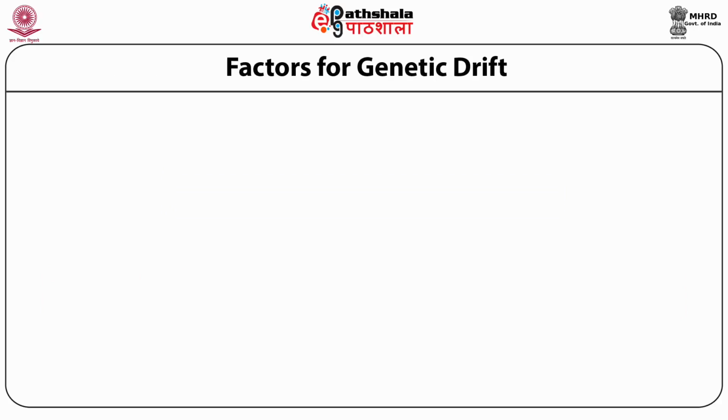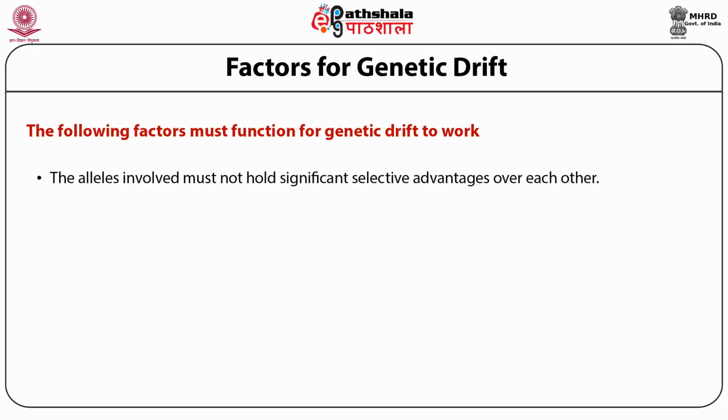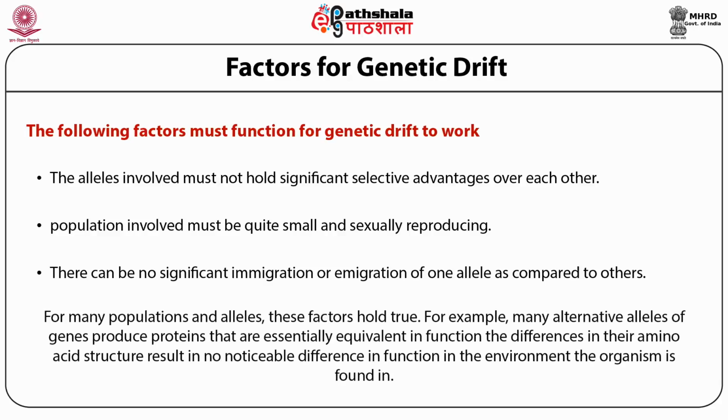Factors for genetic drift. Genetic drift has several important effects on evolution. First, let's discuss the factors. The following factors must hold for genetic drift to work. First, the alleles involved must not hold a significant selective advantage over each other. Second, the population involved must be quite small and sexually reproducing. Third, there can be no significant immigration or emigration of one allele as compared to another. For many populations and alleles, these factors hold true.